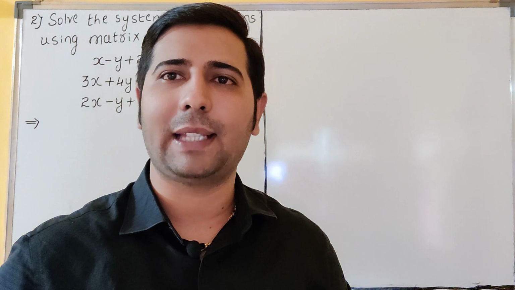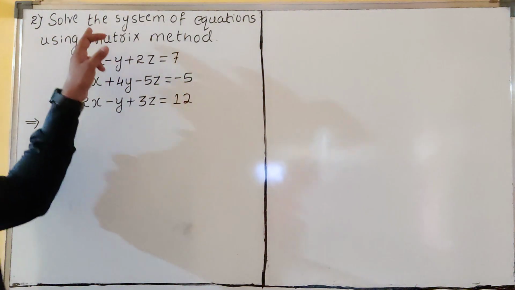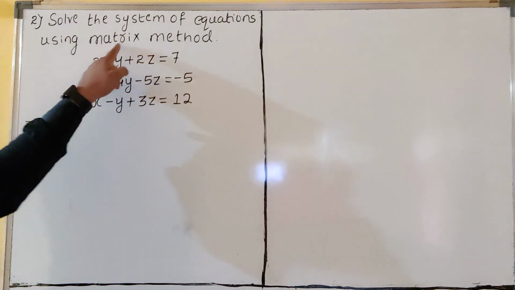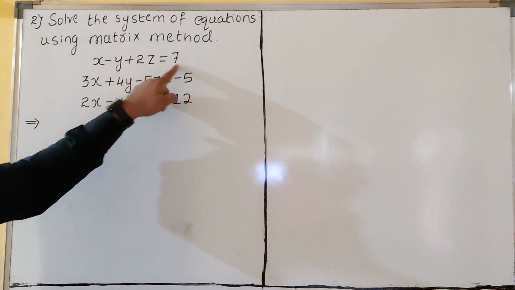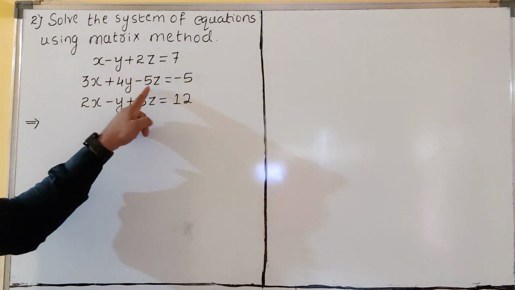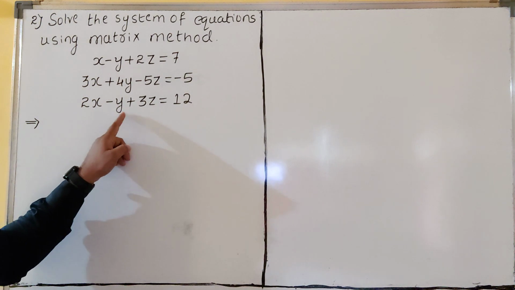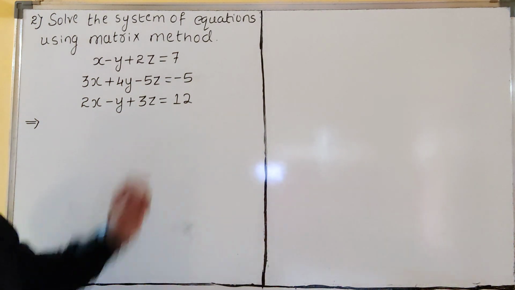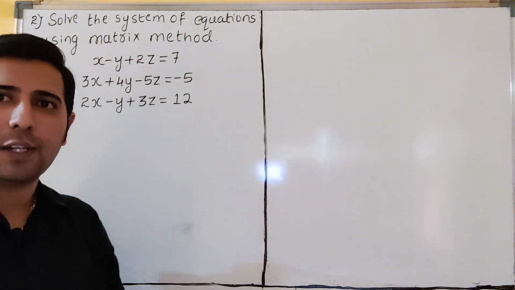In today's class, we will see determinants 5 marks second question, dear students. Solve the system of equations using matrix method. X minus y plus 2z is equal to 7. 3x plus 4y minus 5z is equal to minus 5. 2x minus y plus 3z is equal to 12. So we have to find this one x, y, z here, dear students.